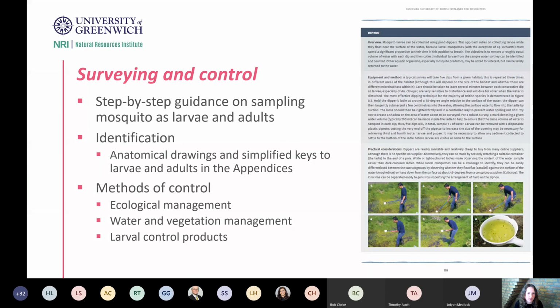And we also touch on the methods of control that are used, and that encompasses more broadly ecological management and water and vegetation management. So thinking more about how you might control the flooding regime or clearing of ditches and management of vegetation, which is really, I think, our preferred way of thinking about mosquito control and encouraging healthy wetland environments that have lots of predators of mosquitoes rather than any sort of form of chemical control, although we do touch on the larval control products that are available for use in the UK.